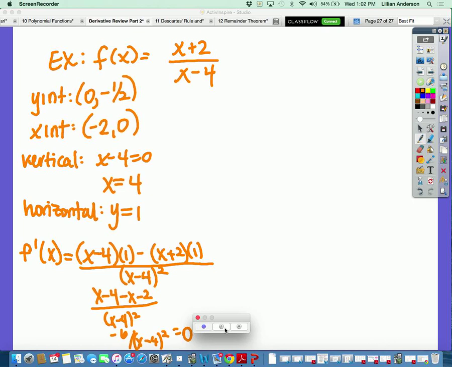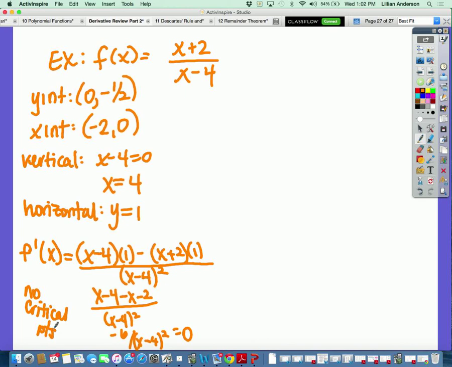So here, we find the derivative and we simplify. We get negative 6 over (x minus 4) squared equals 0. And then when we try to solve that, what happens? There's nothing. So there are no critical points, which means there are no extrema. There's no max and there's no min.